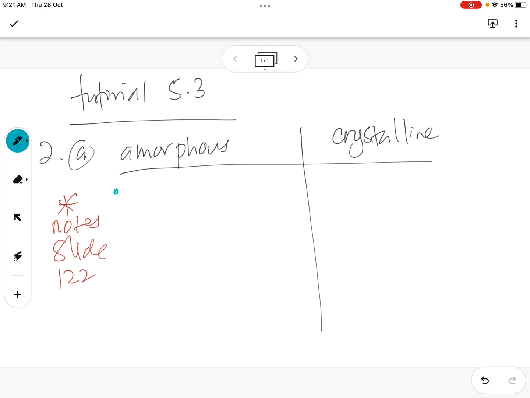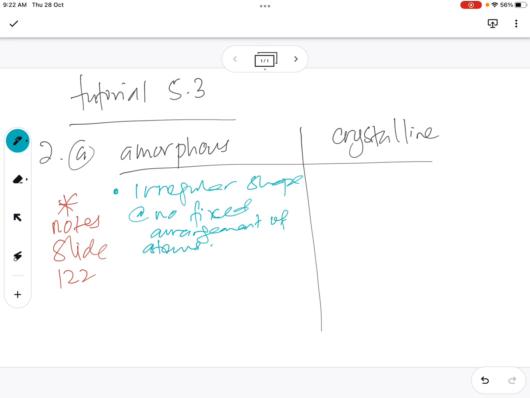The first point for amorphous, we can say irregular shape, okay, or we can say no fixed arrangement of atoms. Irregular shape or no fixed arrangement of atoms. You can make it 1 point or you can make it 2 points. First point, irregular shape. Second point, no fixed arrangement. Now combine boleh, now split boleh.